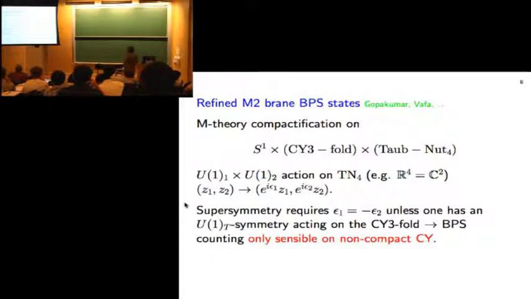Now, the supersymmetry in the compactification requires that epsilon 1 is minus epsilon 2, unless you have an additional U1 that's acting on the threefold, and then supersymmetry is preserved. And then actually, the BPS counting makes sense. And since Calabi-Yau manifolds, at least the ones that we usually consider, don't allow for U1 actions, we have to go to non-compact Calabi-Yau cases where this makes sense.